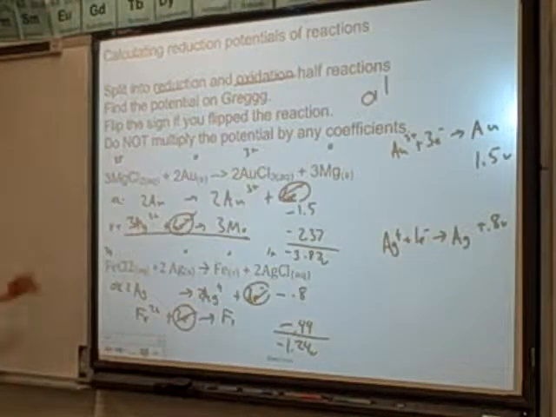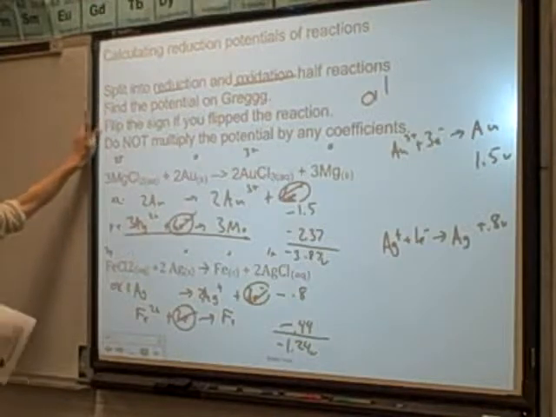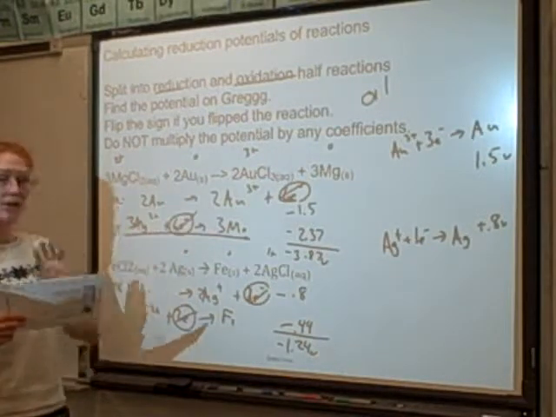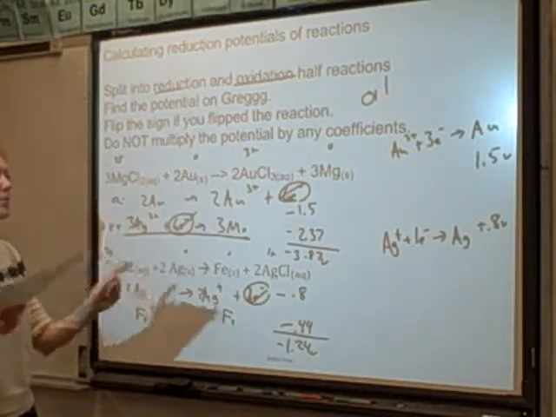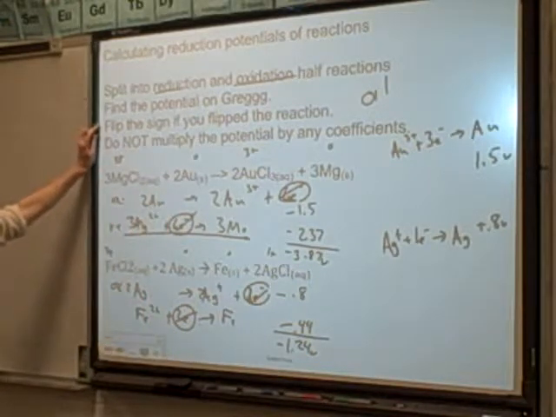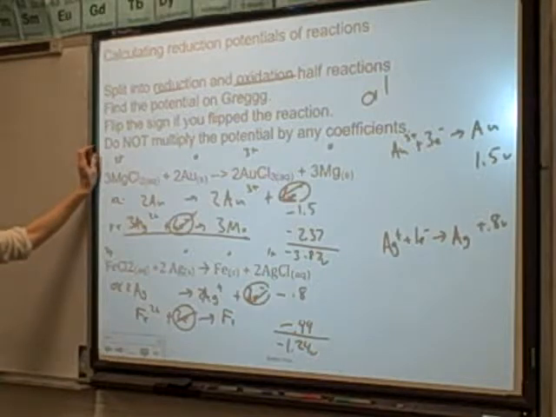All right, so split your reaction into what was reduced, what was oxidized. Find the potentials on Greg. Make sure you have your half reaction lined up in the same way as it is on Greg. If you have to flip the Greg reaction to match what you have here, flip the sign of the standard reduction potential. Do not multiply potentials by coefficients because you're just saying electrons become more stable by this amount. You're not saying the total energy lost or gained.